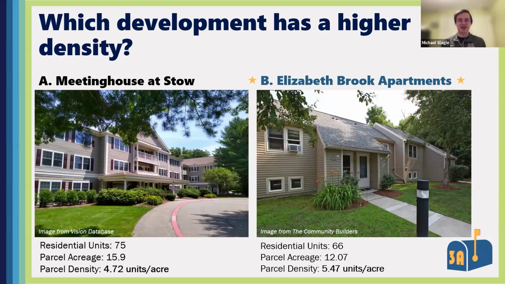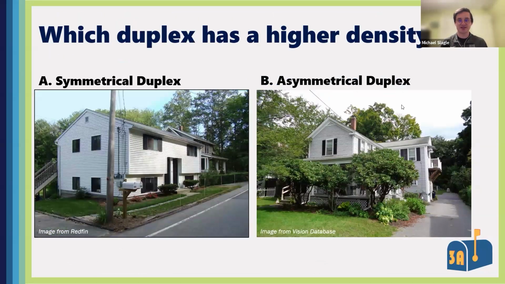All right. On our next slide, we have 2 duplexes, and these are 2 units within 1 building. Which of these two buildings do you think is denser?